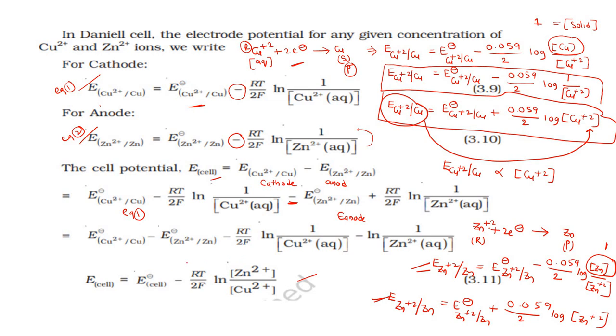Now here put R value, which is 8.314, temperature 298, F is equal to 96,500. What we get here? E cell is equal to E naught cell minus 0.059 by 2, log zinc plus 2 by copper plus 2 concentration. Okay, this is the equation we are going to get.